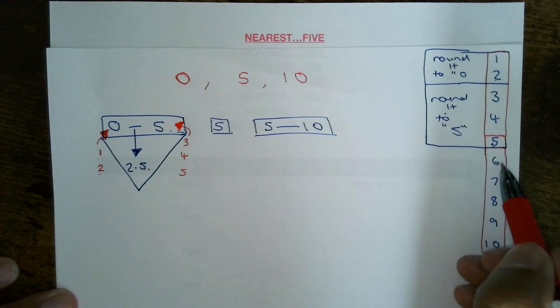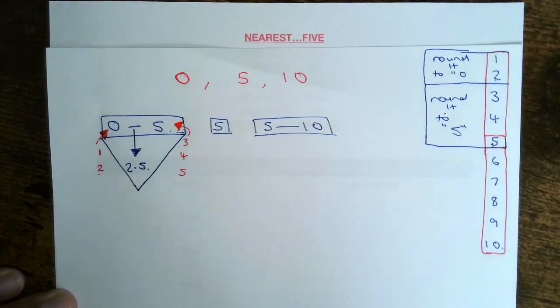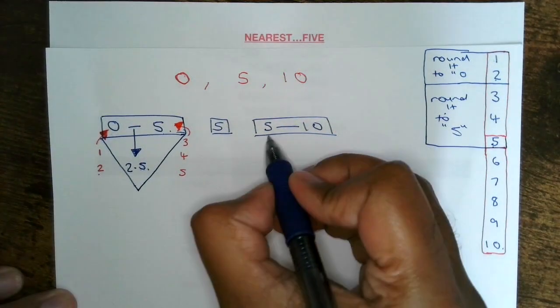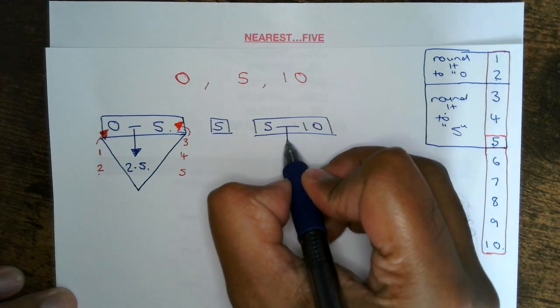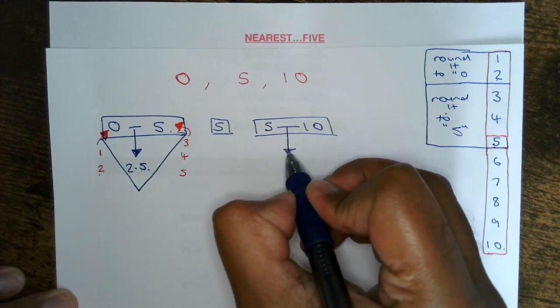Now let's look at the numbers 6, 7, 8, 9 and 10. The midpoint between 5 and 10 is 7.5.